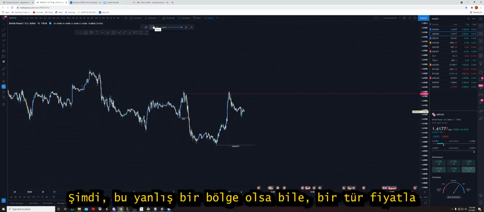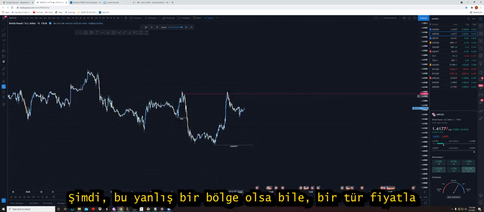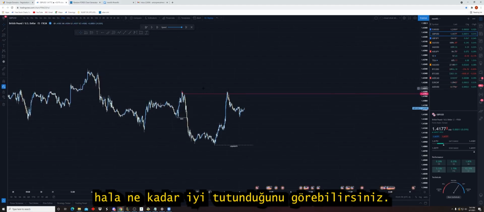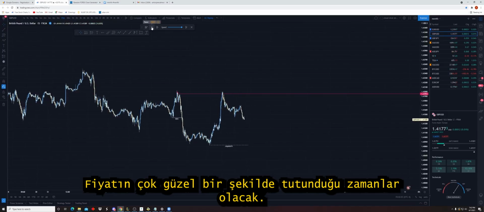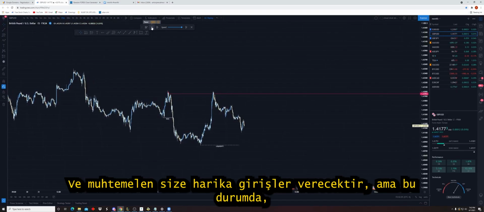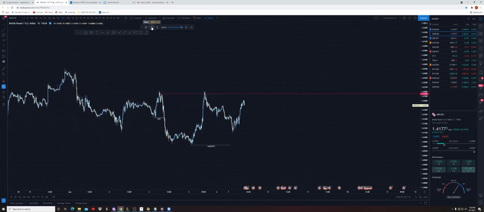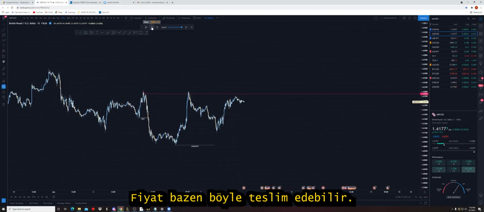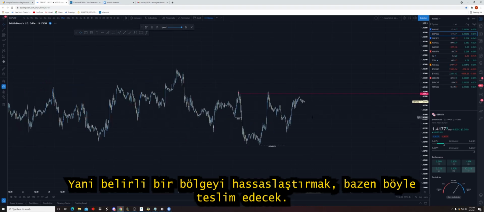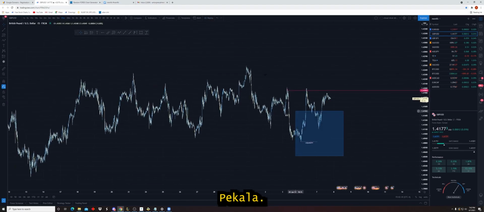Now, even though this was a wrong zone, you can see how well it still held with some kind of price. Now, this doesn't matter. There's going to be times where price holds in a very nice way and probably gives you some great entries. But in this case, it goes and I think runs the high now. And that's fine. That's how price can deliver sometimes. Again, there's negatives and positives to refining a specific zone. That's how it's going to deliver sometimes, all right? So let's get rid of that.